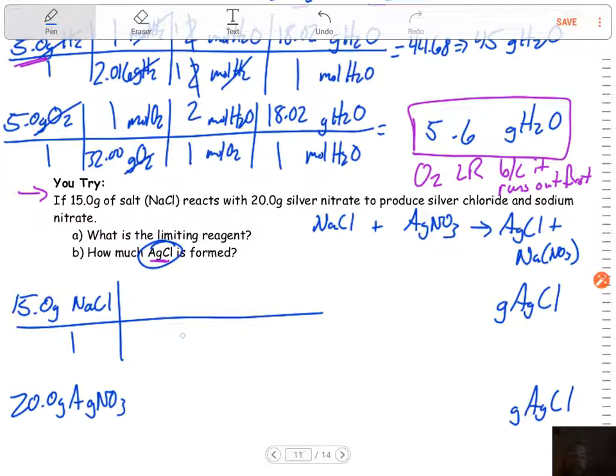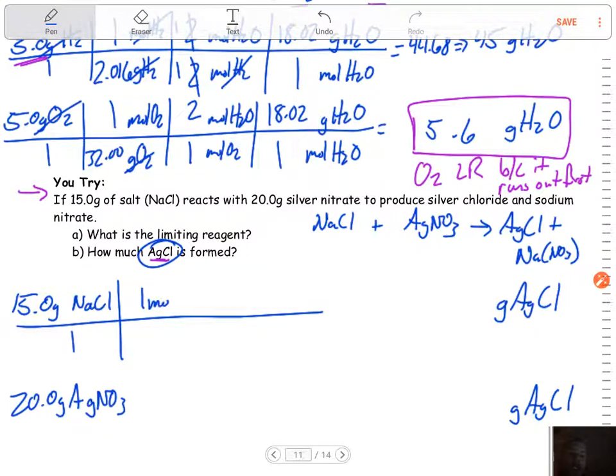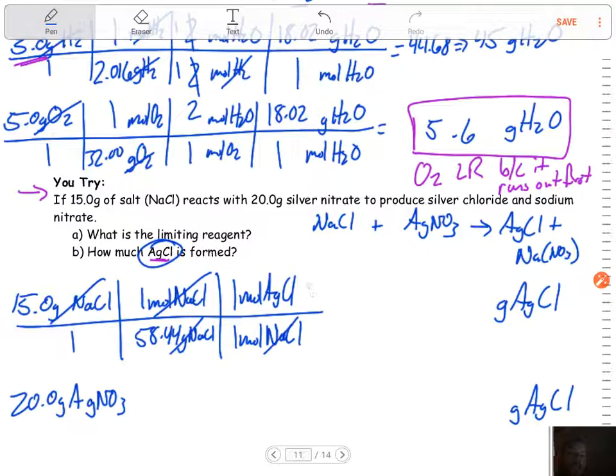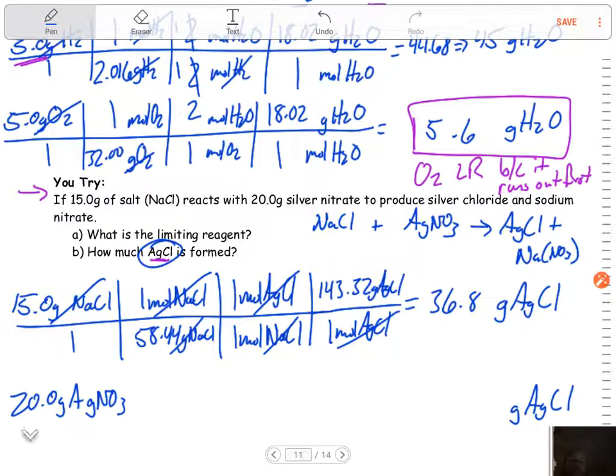All right, I'm going to go through this quickly. So my next fraction here, I would have 1 mole of NaCl over 58.44 grams of NaCl. Those cancel out. My mole ratio is going to be pretty simple: 1 mole of AgCl over 1 mole of NaCl. Those cancel out. And then my last one is just the molar mass of AgCl, which I calculated to be about 143.32 over the 1 mole of AgCl. Units cancel out. When I get my final answer, I get about 36.8 grams of silver chloride.